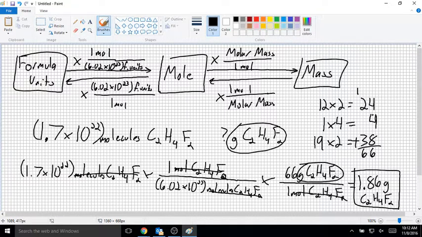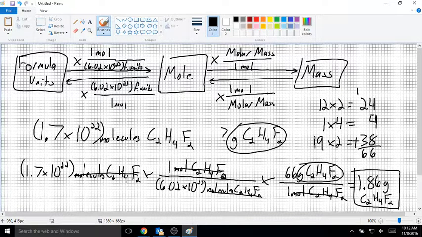All right, so now checking to make sure that that kind of makes sense. I started with 1.7 times 10 to the 22nd. That's quite a bit less than how much is in a mole, 6.02 times 10 to the 23rd. So it makes sense that my answer, 1.86, is quite a bit less than the molar mass, which is 66. So using that, that answer does make sense.